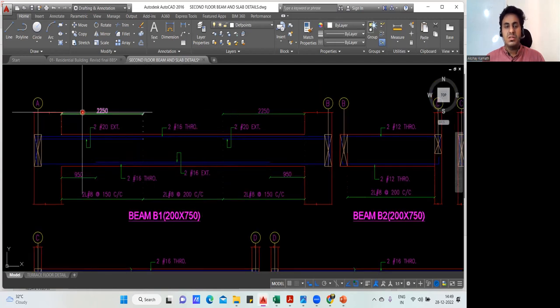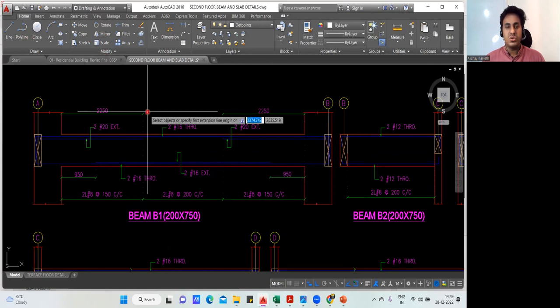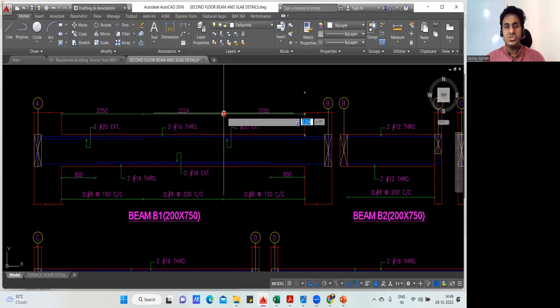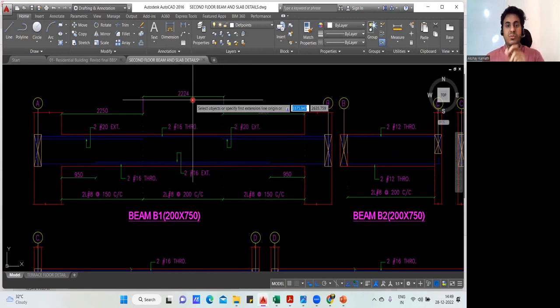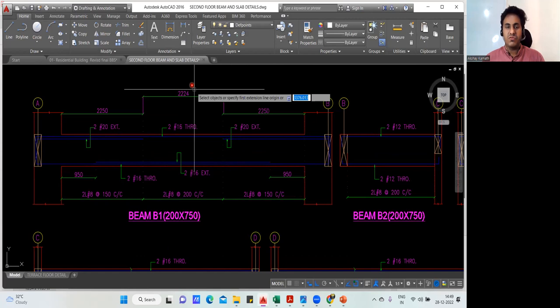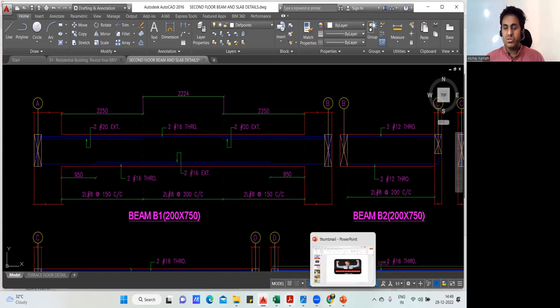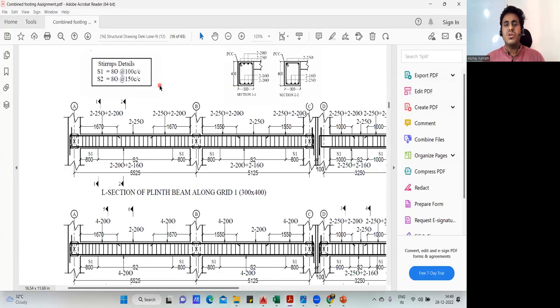See here, this is 2250, your stirrup S1 portion will go. From here also 2250, your stirrup will go. What you do, just come here, take the dimension option, take the dimension from here to here, finish. 2224. That's it. This will be your center portion. But unfortunately, in the PDF drawing that is not given. Anyhow, on the site when you work, you'll get such drawings only. You should know manual calculation also. So I'm teaching you this.